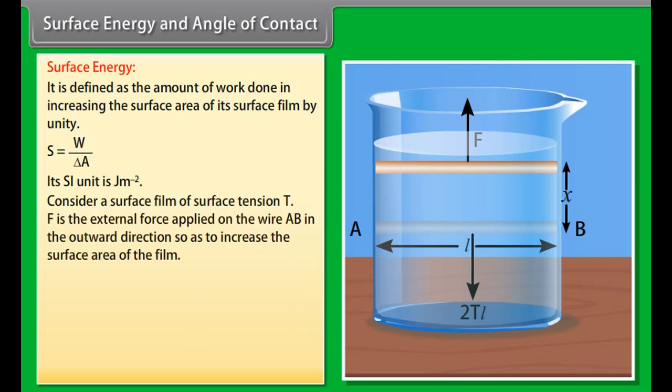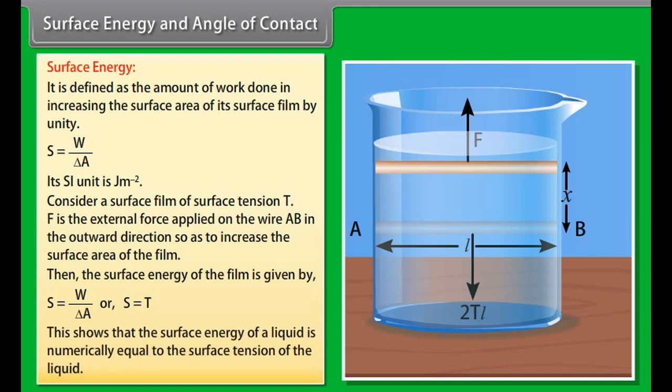Consider a surface film of surface tension T. F is the external force applied on the wire AB in the outward direction so as to increase the surface area of the film. Then, the surface energy of the film is given by. We know that S is equal to W upon delta A. This gives the result S is equal to T. This shows that the surface energy of a liquid is numerically equal to the surface tension of the liquid.